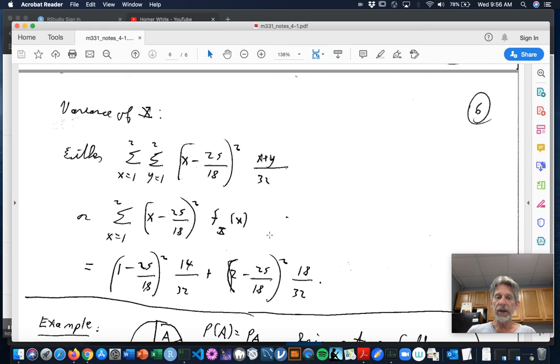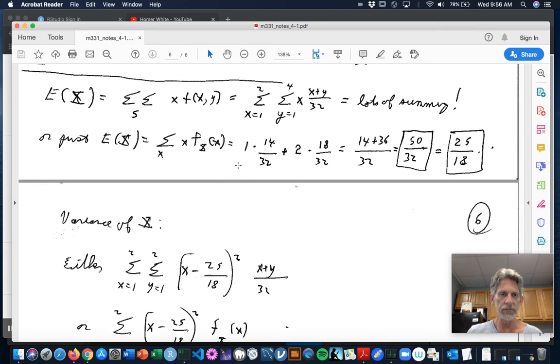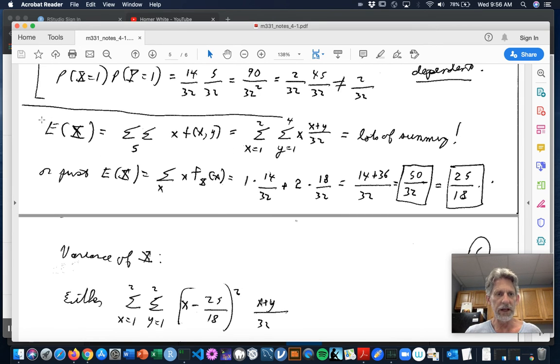Another important kind of mathematical expectation would be for the variance of the marginal distributions. So how would you get the variance for, let's say, the capital X in this example? So you would sum over all of the possible values in the sample space the X minus the expected value of X squared. Oh, I'm sorry, I'm getting ahead of myself. I haven't found the expected value. So let's go ahead and find the expected value of X.